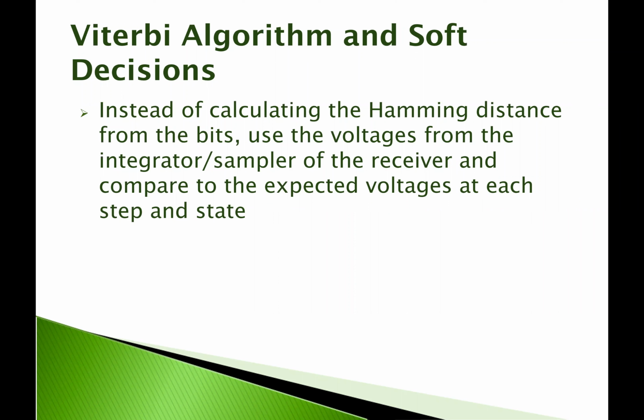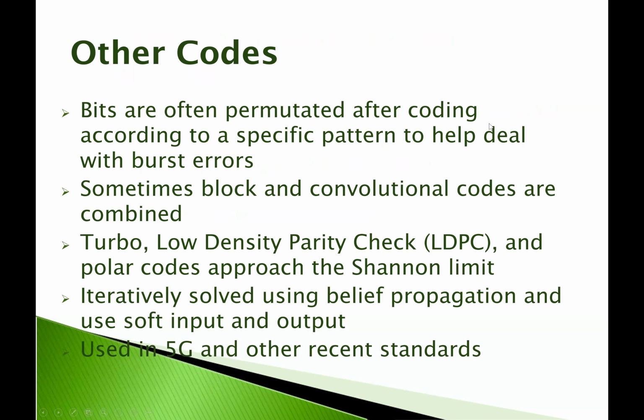If you're doing voltages, you need to represent those voltages in some number of bits. Maybe you still use integer type math as opposed to floating point, but it's still going to take a little bit more computation to do that. So there are trade-offs, but soft decision definitely is going to use more information in its decision process. All right, so other codes.